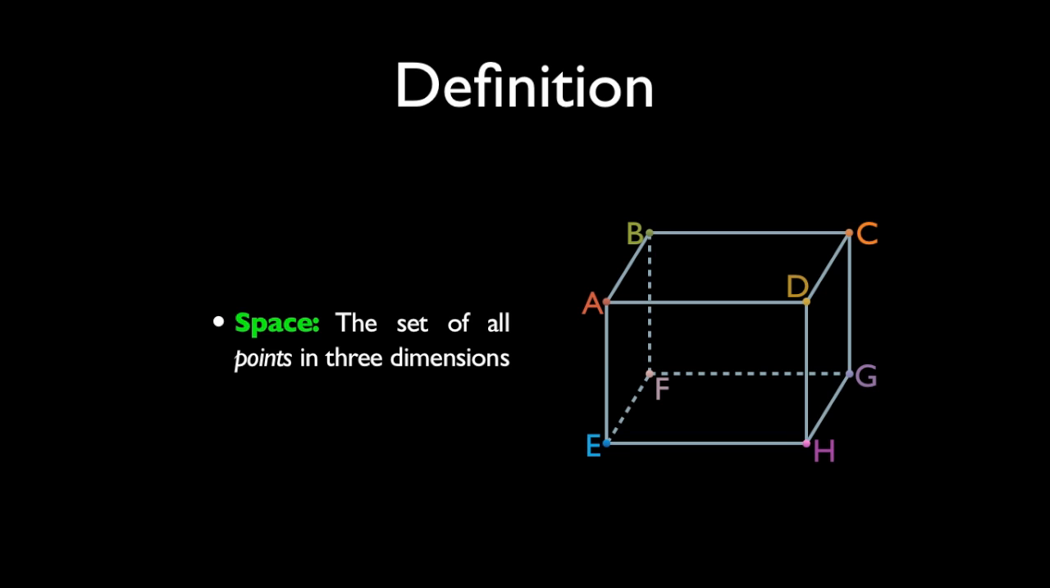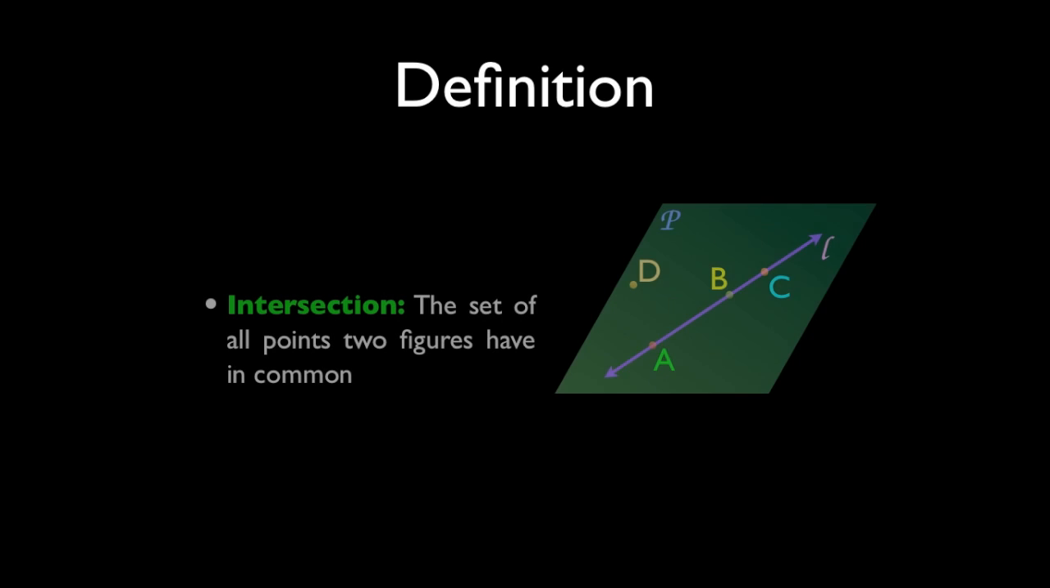Hey, have you ever wondered what we call something when two things come together? Well, we call that an intersection. It's the set of all points two figures have in common. Okay, so here we have plane P. On plane P we have line L. Let's suppose we have this line M coming through line L, and notice line L and line M come together at point B. So we say point B is the intersection of lines L and M.